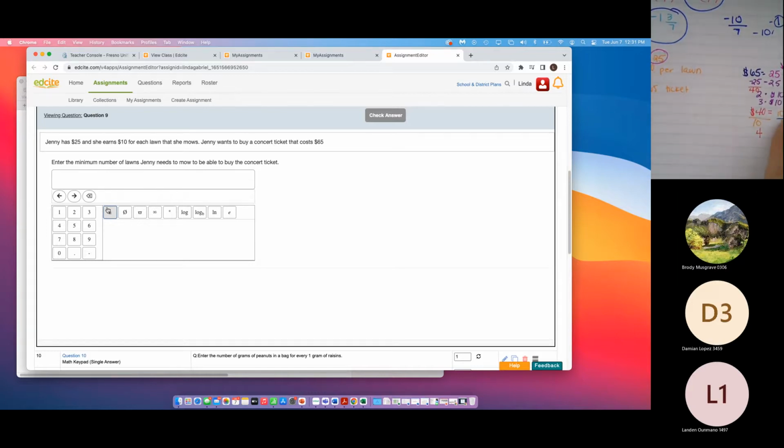When I divided 10 from the x, that gave me x by itself, right? Isolated x. So 4 is equal to x, meaning I need to mow 4 lawns in order to get my $65. Great job, Brody. And your minimum number of lawns Jenny needs to mow to be able to buy the concert ticket is 4 lawns.